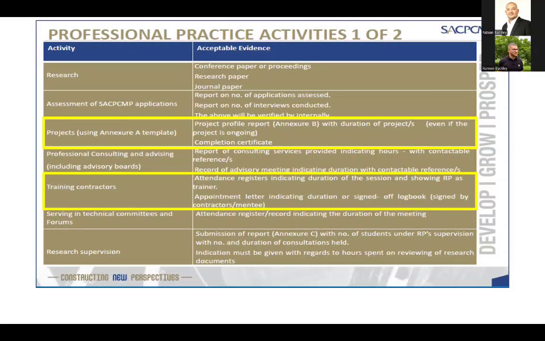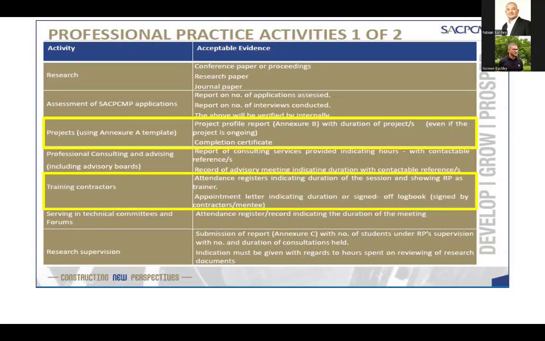So basically, in a nutshell, this is an indication of the project that you are working on. You're going to complete this Annexure B based on the specific requirements stipulated on the template. There's also, for example, a completion certificate that you can attach if the project is completed. And I'm going to highlight this one very important point: the evidence that you submit cannot be evidence prior to your CPD cycle.